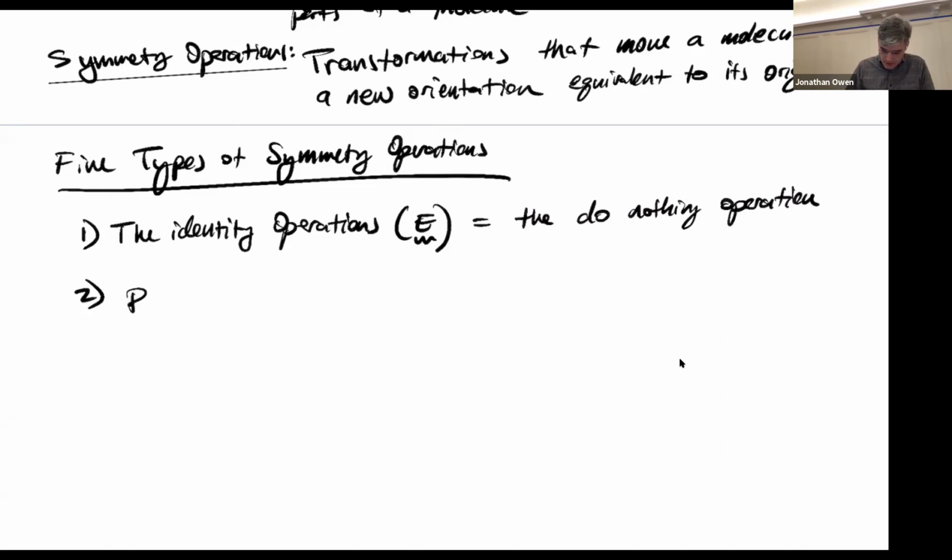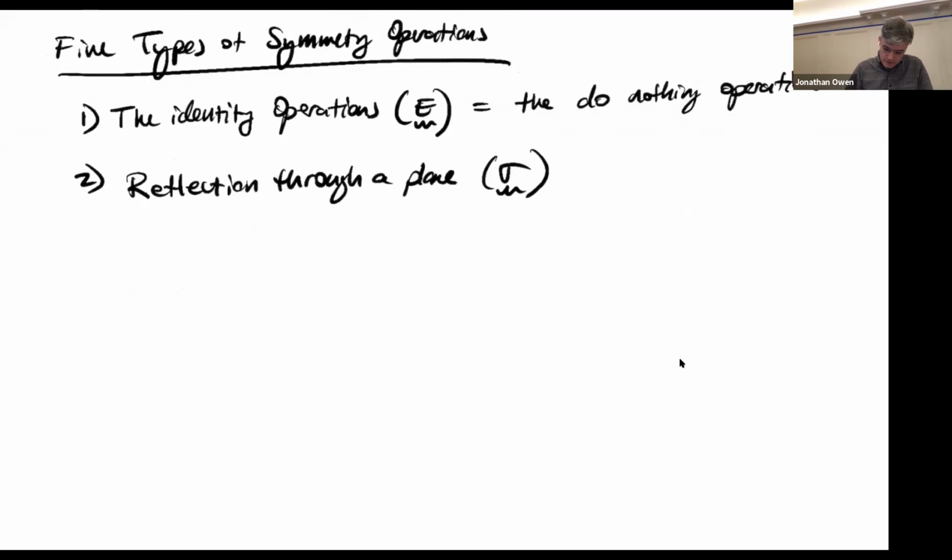Another one is reflection through a plane. This guy gets the symbol sigma. Okay, so for example, let's do a sigma plane for a hypothetical substance, which is a pretty scary looking molecule to me. This difluorophosphine.